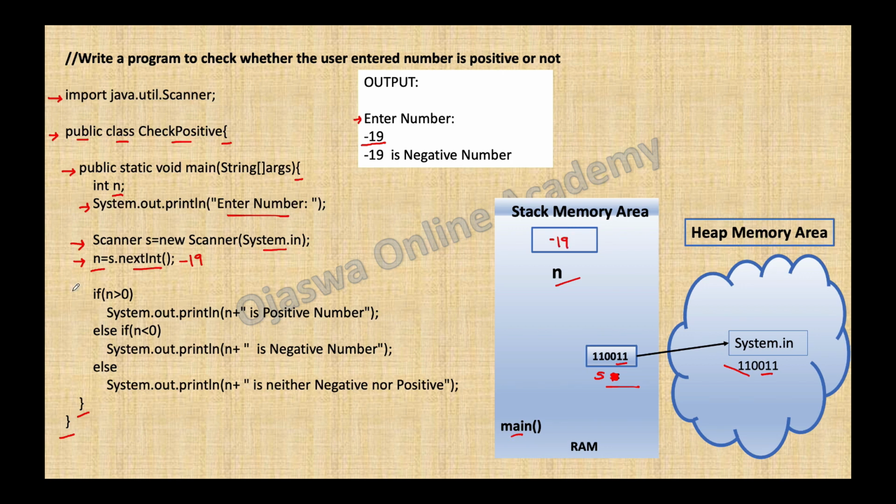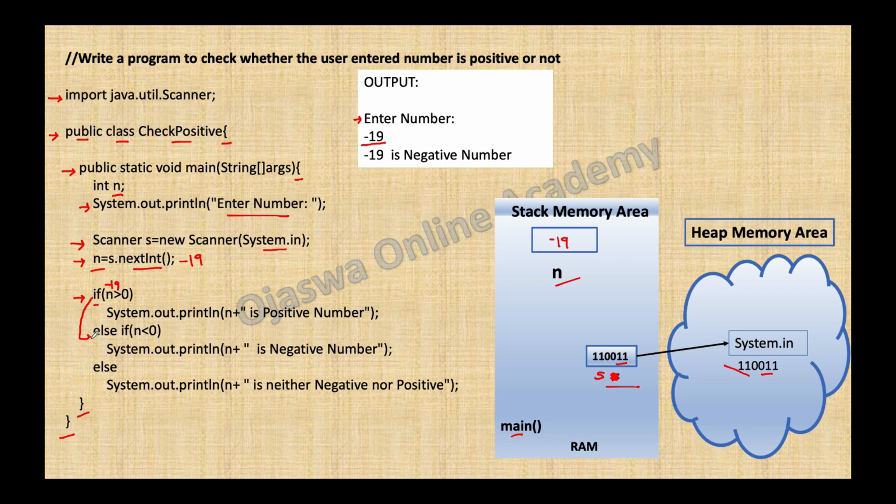Now we need to check whether the user entered number is positive or negative. So the logic for this is you need to write an if condition: the if keyword, and the condition is if the number is greater than 0, it is a positive number. The value of n is -19. -19 is not greater than 0, hence the condition is false. And when the condition is false, the if block doesn't execute. It goes to the next block.